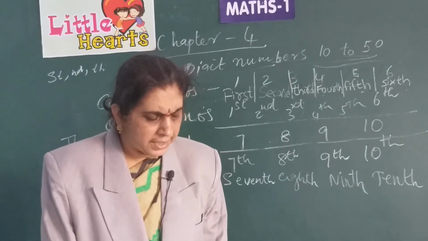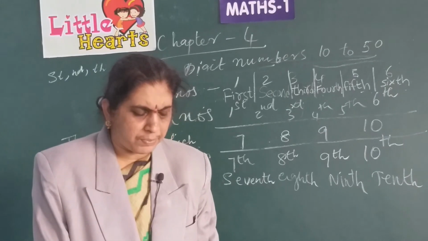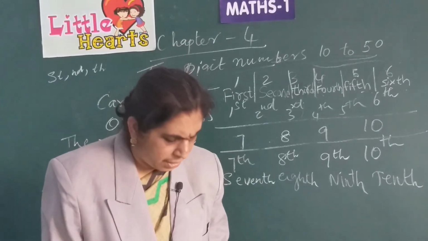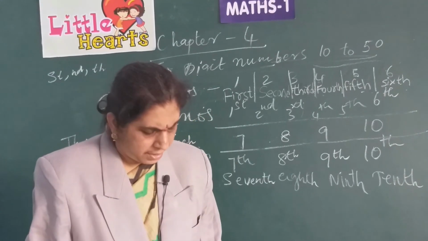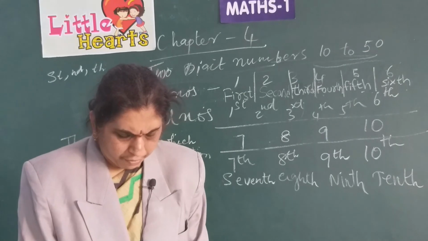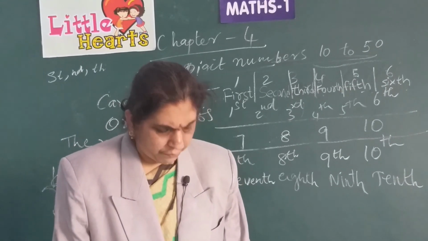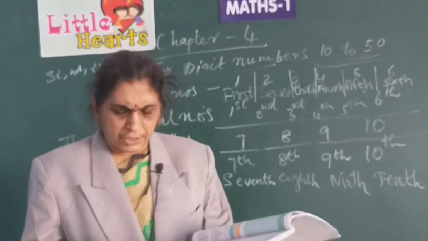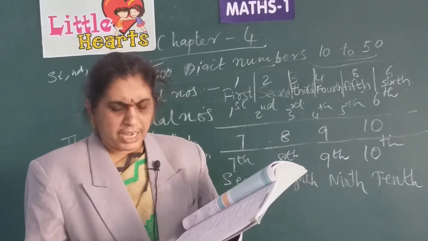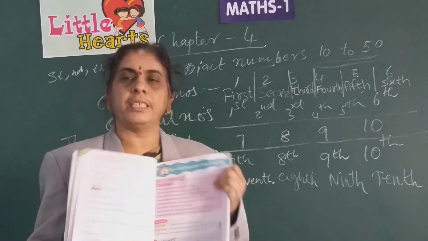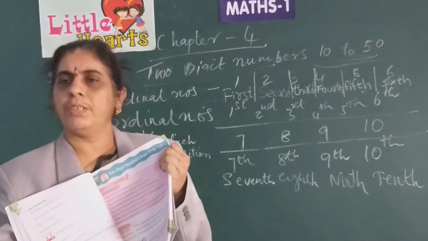Children, many exercises are given on these concepts: comparison of numbers, ascending order, descending order, and ordinal numbers, from page number 44 to 54, and a worksheet is also given at the end of the chapter. So complete all these things and the worksheet will be sent through.